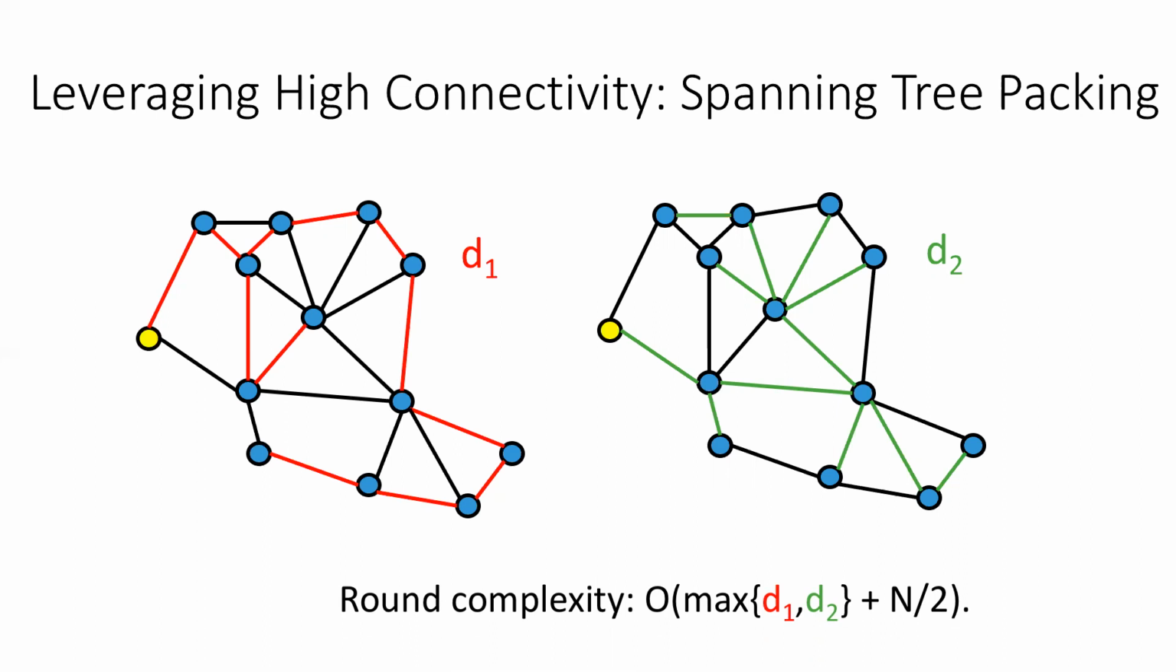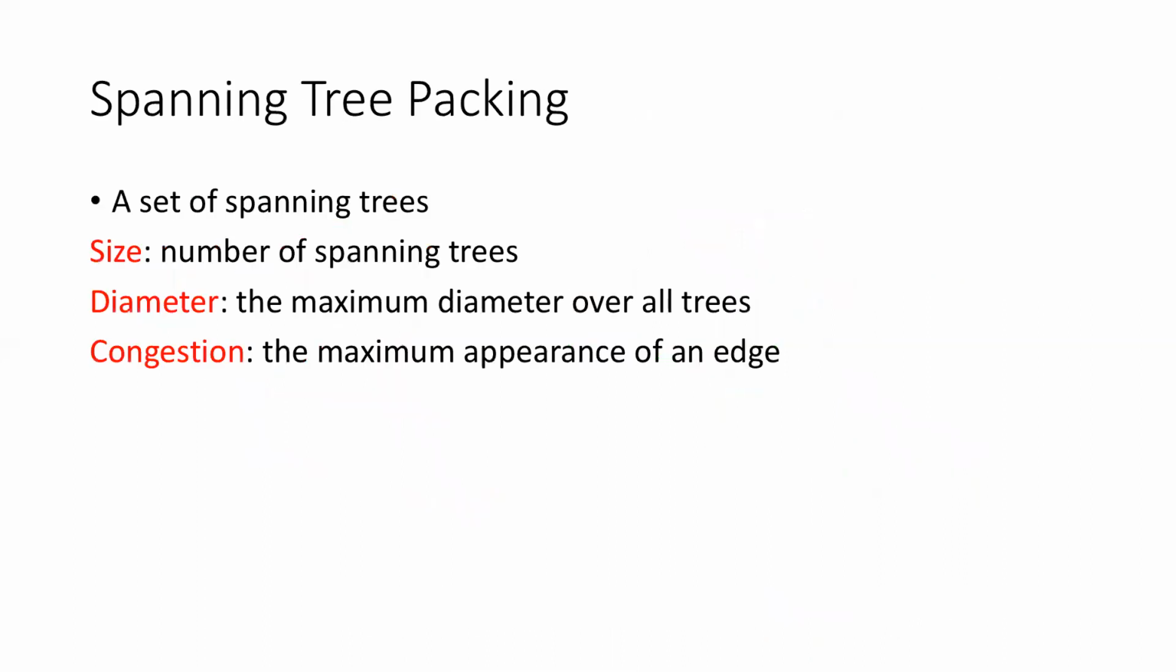So this motivates the notion of tree packing. As shown by this example, one way of making use of the high edge connectivity of the graph is to compute a packing of spanning trees in it, and then distribute the task on these trees. So a spanning tree packing is simply a set of spanning trees in a given graph.